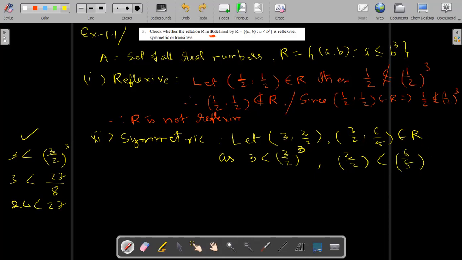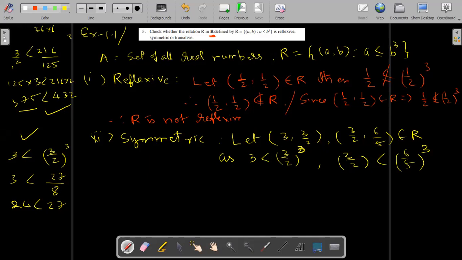You can check whether 3/2 is less than or equal to 6 into 6 into 6 over 5 into 5 into 5, which is 125. 6 into 6 into 6 is 36 into 6, which is 216. So when you multiply 125 into 3 you get 375, and 216 into 2 gives 432. So 375 is less than 432, so true.